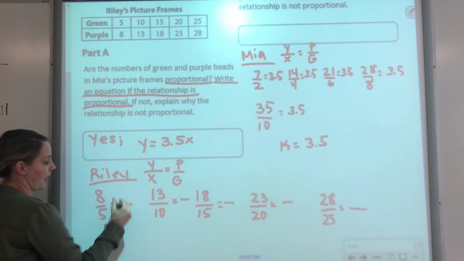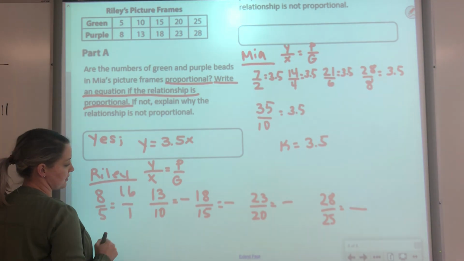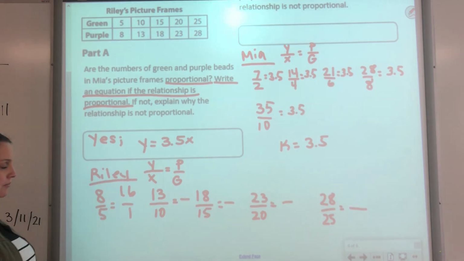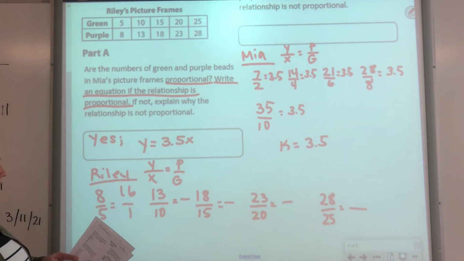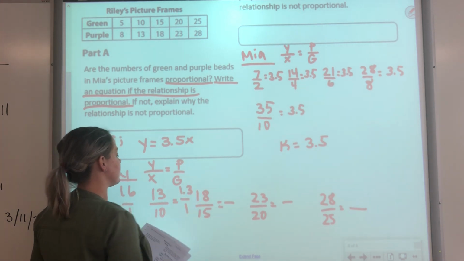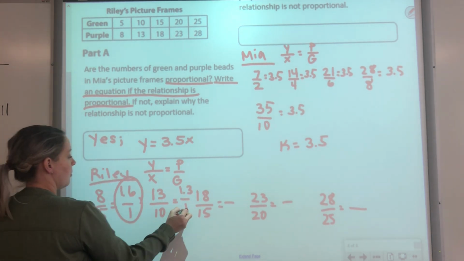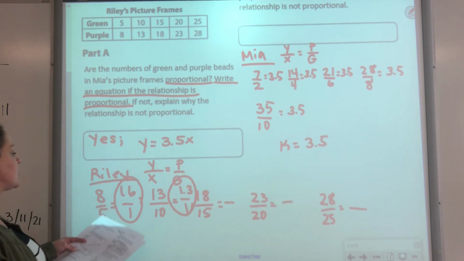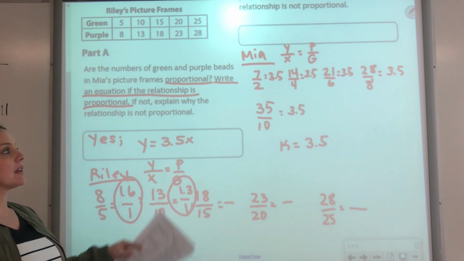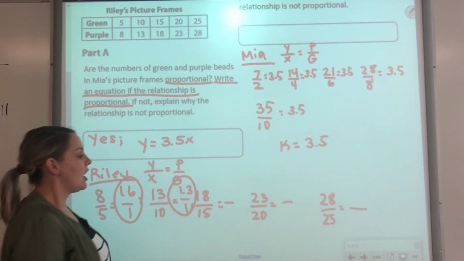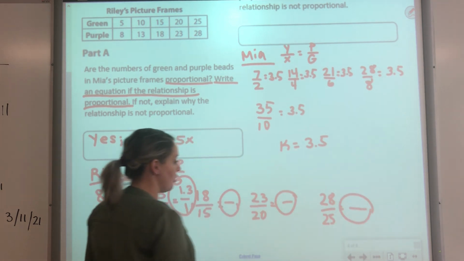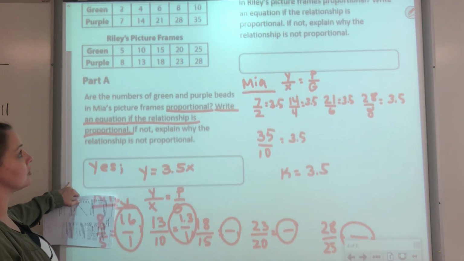So 8 divided by 5 reduces down to 1.6 over 1. So when I do 8 divided by 5, I get 1.6 over 1, or 1 6/10 over 1. 13 divided by 10, I get 1 3/10 over 1. What do you see? We see 2 different values. So because we have 2 different values, our relationship is non-proportional. I don't even have to worry about the other 3 because I know that my relationship is non-proportional.